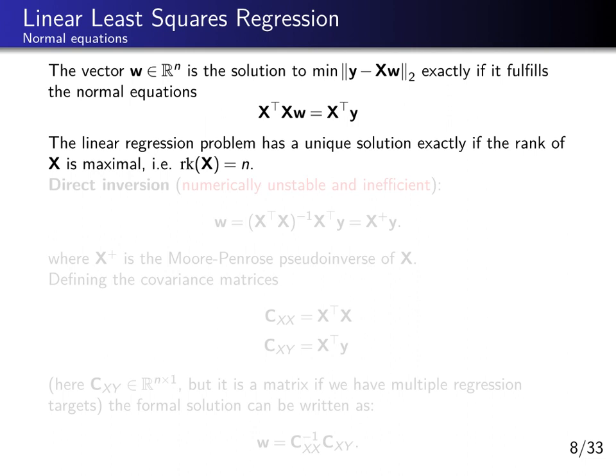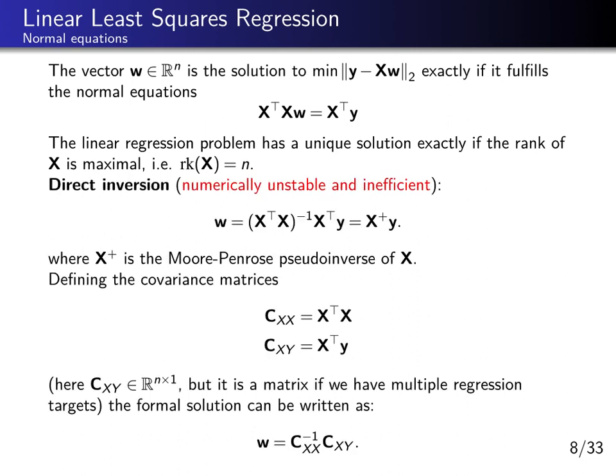So on the left, you have a matrix, X transpose X, that's a covariance matrix of the data X. This matrix is multiplied with a vector w. And on the right, we have, again, a covariance, but this is a covariance vector of the data matrix X transposed and the label vector y. So the linear least squares regression problem has a unique solution exactly if X has maximum rank. So in other words, if the rank of X equals n, the number of features.